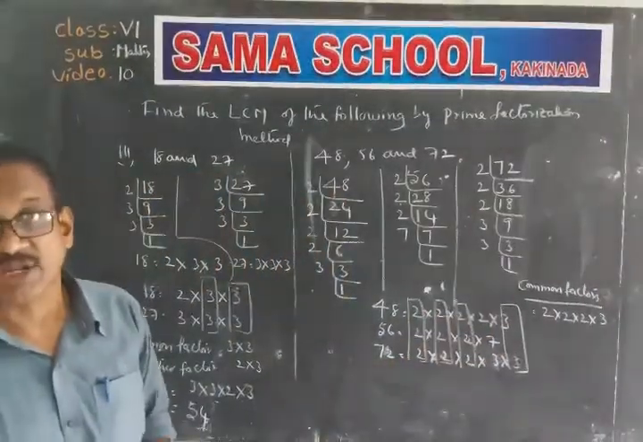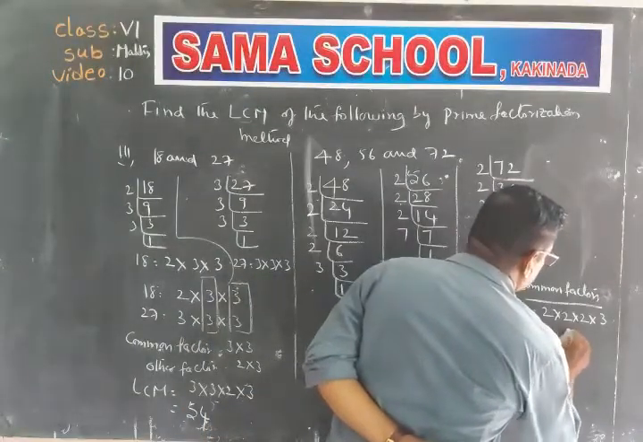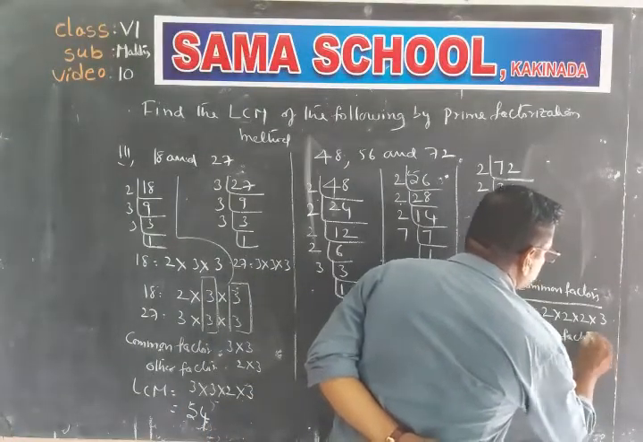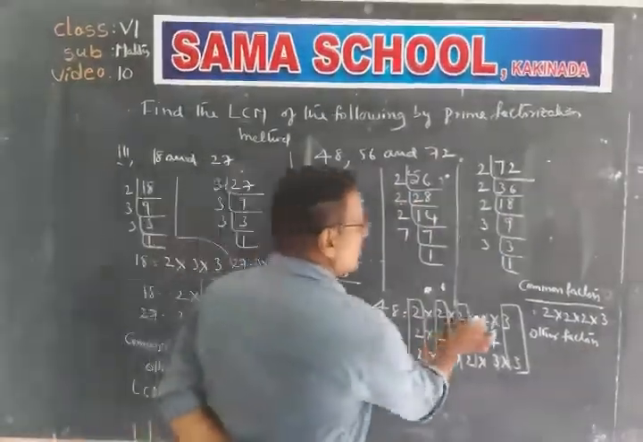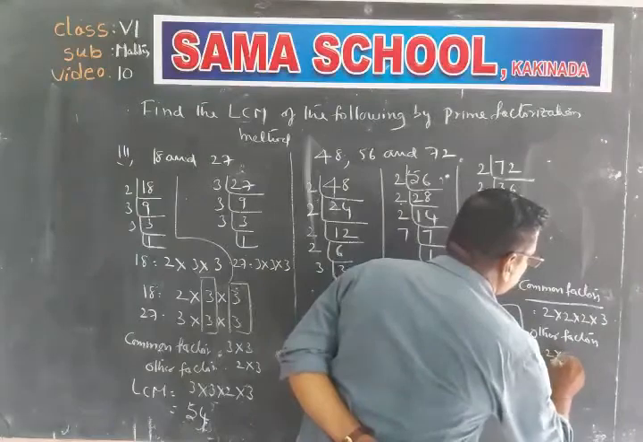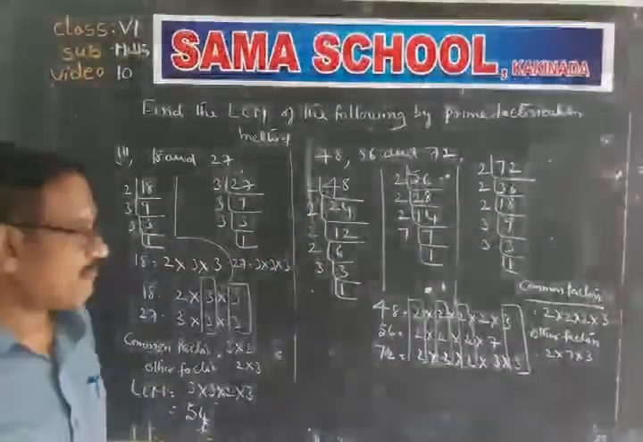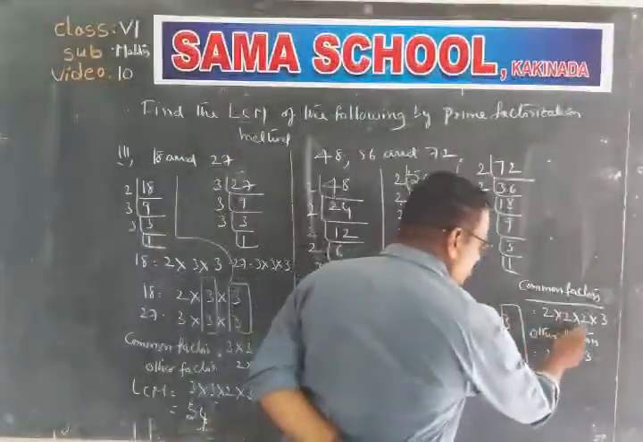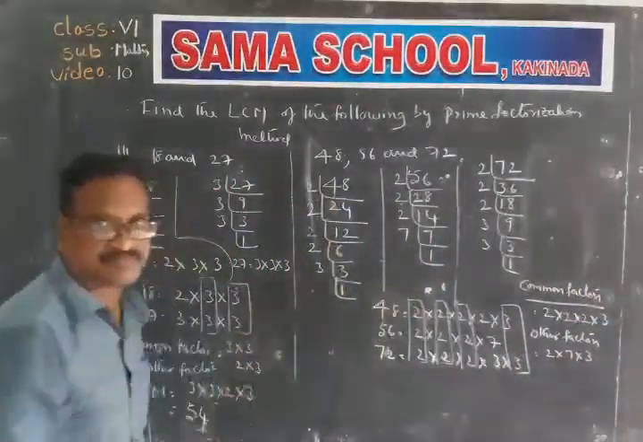Now, common factors done. Now write other factors. Other factors, not common factors. Other factors means what? Not common factors. Now what is it? 2 into 7 into 3. Common factors: 2 into 2 into 2 into 3. Other factors: 2 into 7 into 3.